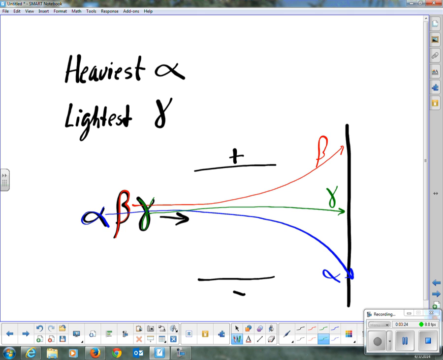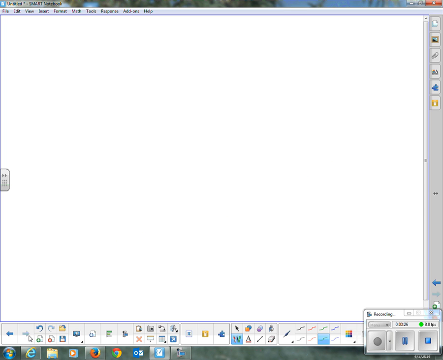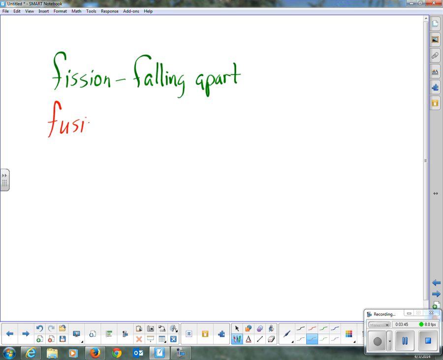Know that we've got several different kinds of nuclear reactions. We have fission, which is, I remember it as falling apart. Okay, if you undergo fission, you've fallen apart. If you undergo fusion, you are putting together to make something bigger. So if I'm fusing something that has been torn, I'm putting it together.